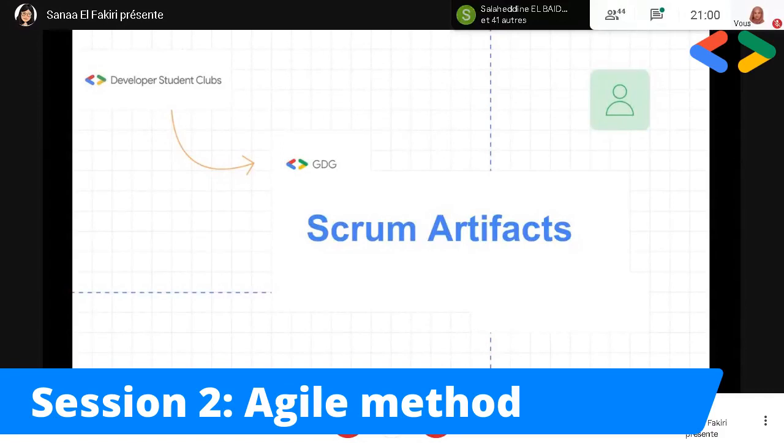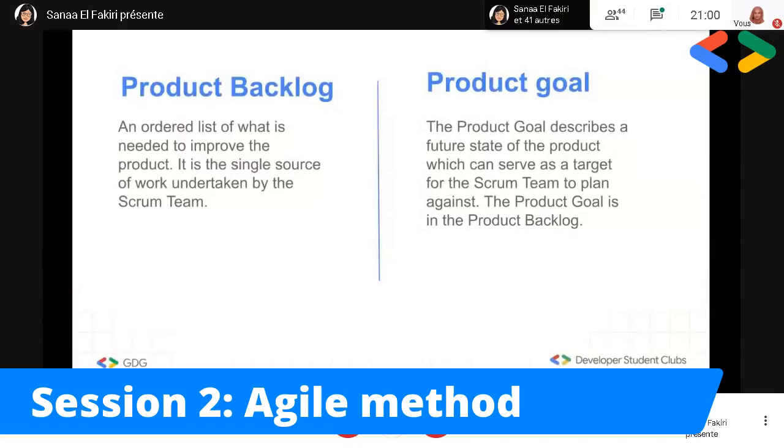First, let's see the product backlog. Well, the product backlog is emergent. Let's call it emergent, and it is an ordered list of what is needed to improve the product, overall product. We're not talking about sprints here, okay? It is the single source of work undertaken by the Scrum team. Well, for the Scrum team to get to work, they need a product backlog. Well, the items of that product backlog can be done by the Scrum team within one sprint. They are deemed actually ready for selection in the sprint planning event. They usually acquire this degree of transparency after refining activities.